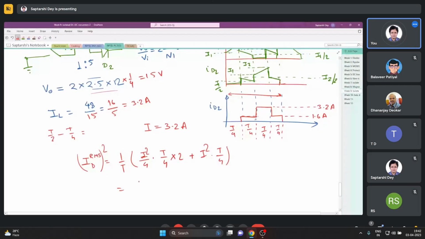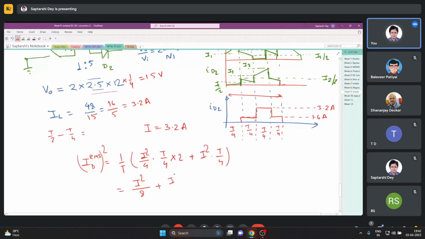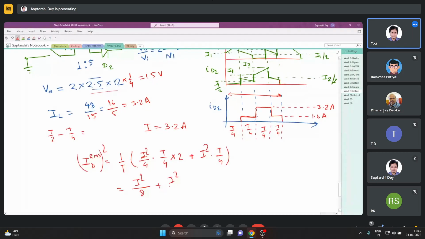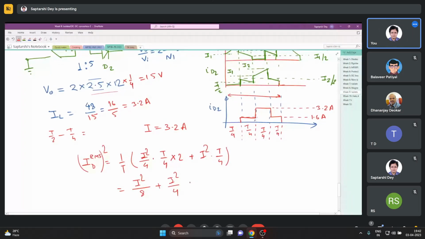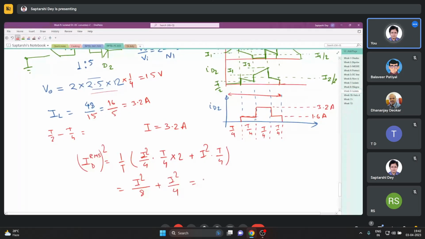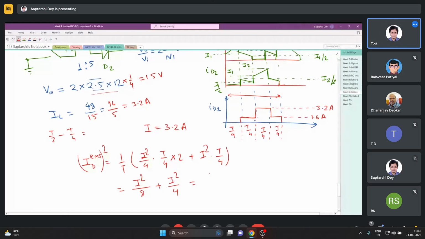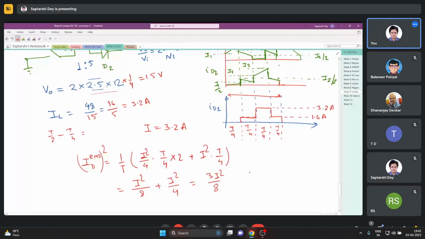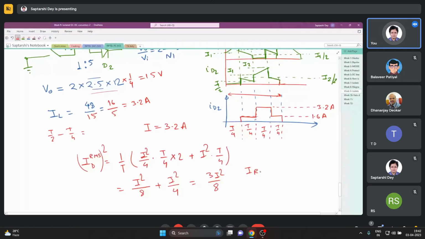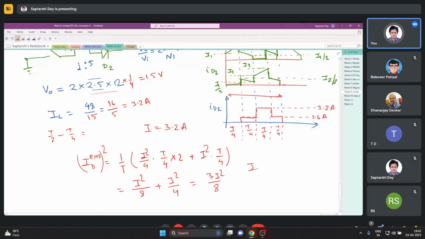So it comes out to be I squared by 8 plus I squared by 4, 3I squared by 8. So the RMS becomes id.